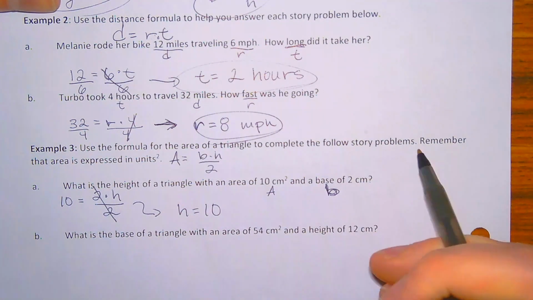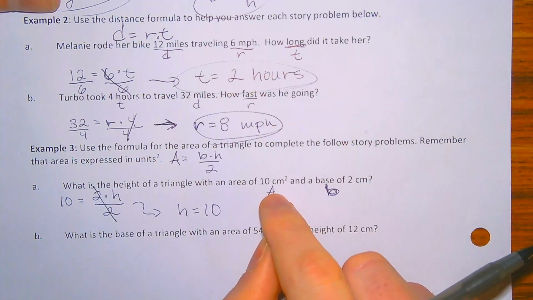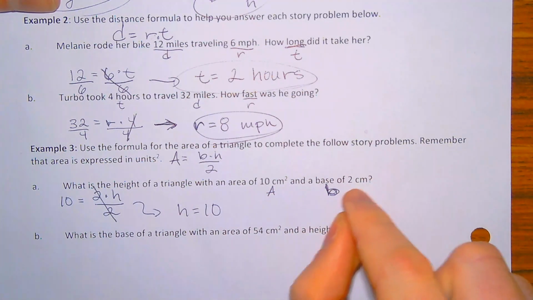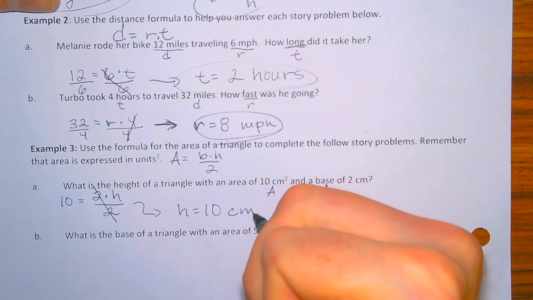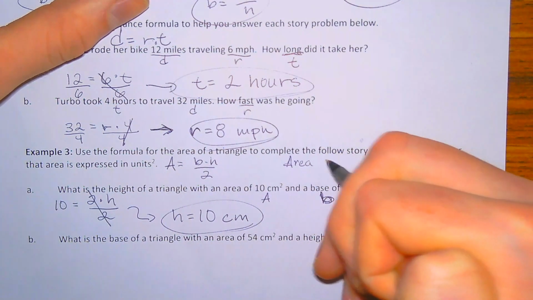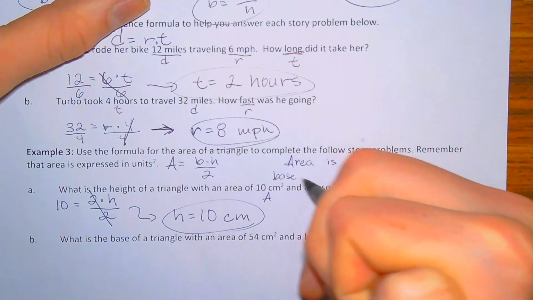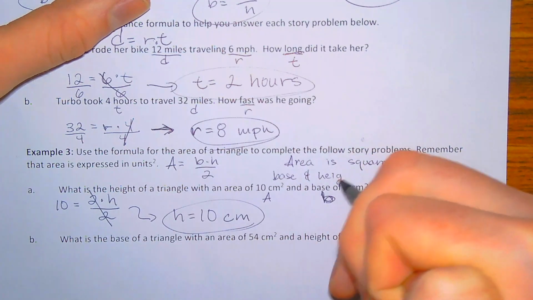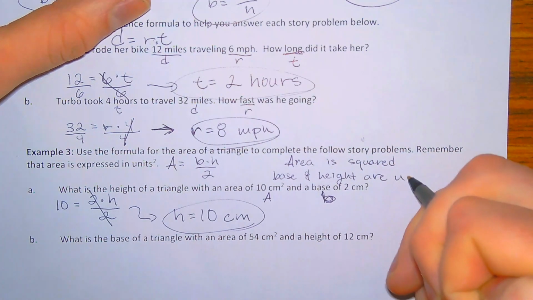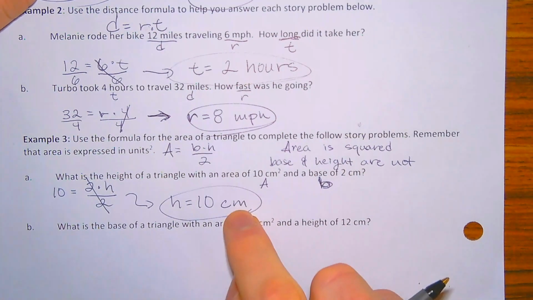But remember, the area is expressed in units squared. We have to remember that we put our units in. Now, it's not going to be centimeters squared because that's our area. What we found here is the same kind of thing as the length, and they label it as centimeters. So we're going to do the same here. Just so you understand, area is squared. Base and height are not. That's why it's centimeters and not centimeters squared here.